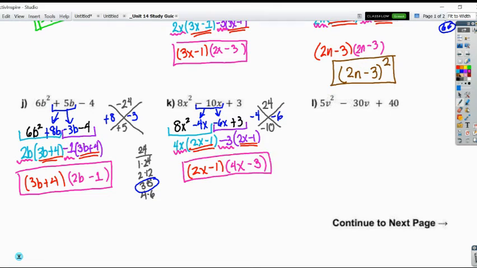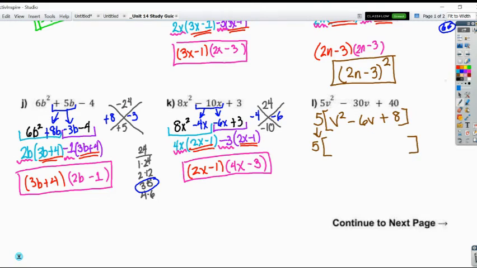Now, the last question on this front side. Always start by asking, does it have a greatest common factor? 5v squared minus 30v plus 40. Yes, we have a greatest common factor there. You can divide a 5 out of everything. So that's going to leave me with v squared minus 6v plus 8 when we divide that out. So now remember, this 5 is going to come along for the ride, not going to interfere with anything.